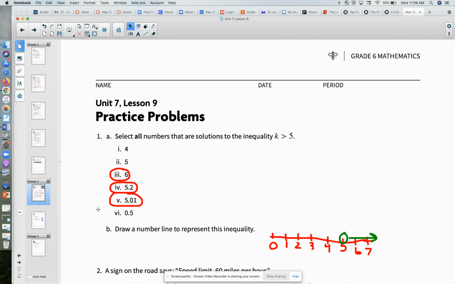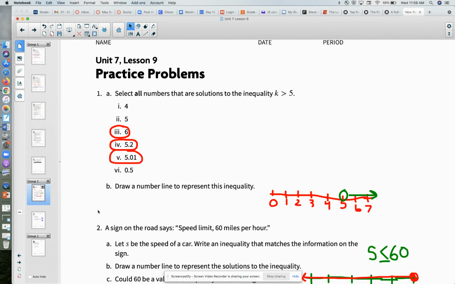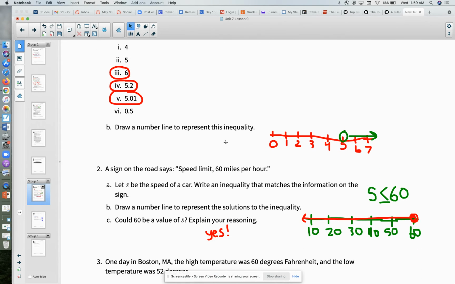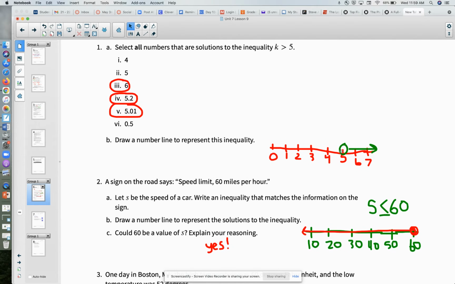Today is May 5th. Let me go over the lesson 9 practice problems or homework. Number 1 is 3, 4, and 5. All three of these are greater than 5. Draw a double number line to represent this inequality. You have an open circle for 5, and then you would shade to the right because 5 isn't an answer.